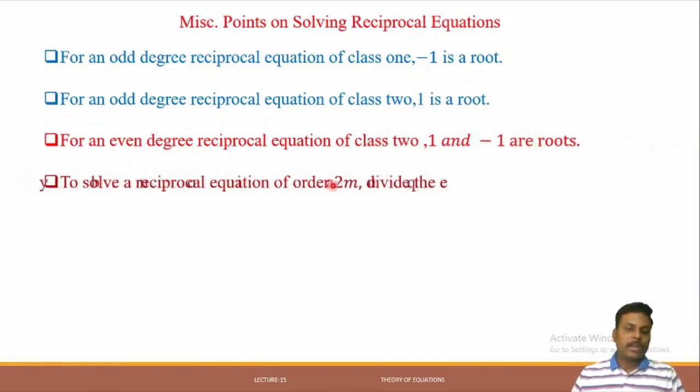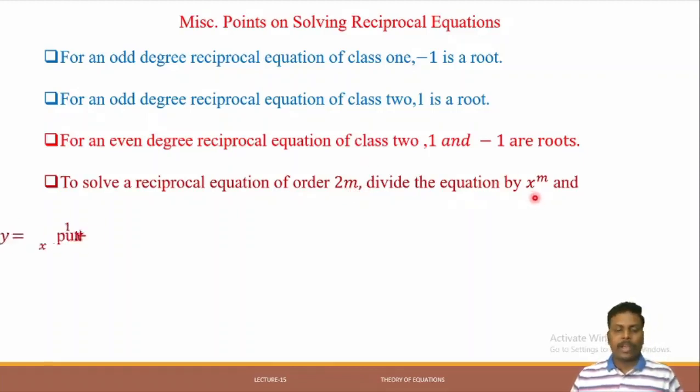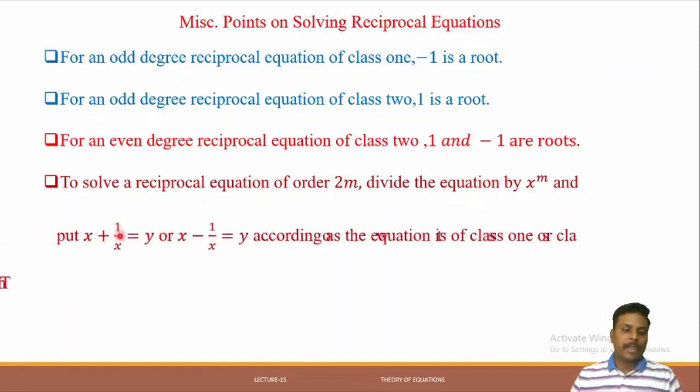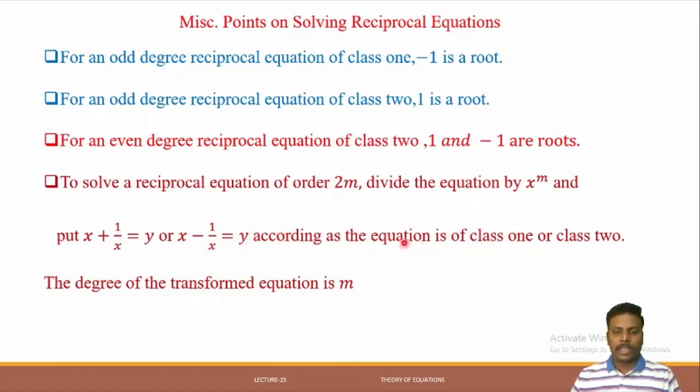To solve a reciprocal equation of order 2m, divide the equation by x to the power m and make the substitution x plus 1/x equal to y, or x minus 1/x equal to y, accordingly as the equation is of class 1 or class 2. Then the transformed equation is a polynomial equation of degree m actually. Okay. It means that if you are given a reciprocal polynomial of even degree 2m, divide that polynomial by x to the power m, make this substitution and then solve the equation.